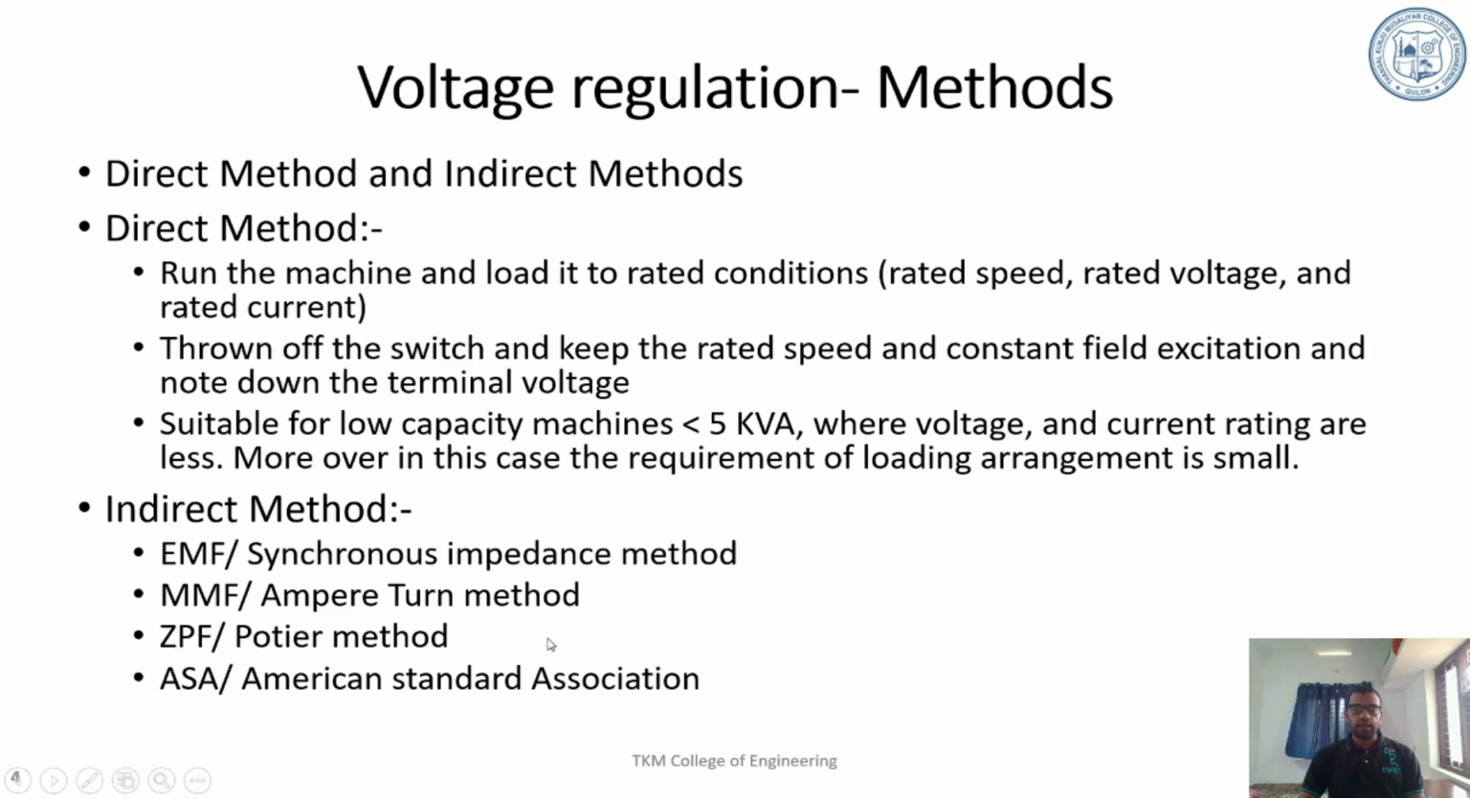Usually, for turbo alternators, the ZPF method is preferable. For salient pole machines, the ZPF method gives more error. Therefore, the ASA method is preferable for salient pole machines. In these three methods, we are not considering the saturation effect of the magnetic circuit. In the ASA method, we are considering the saturation effect of the magnetic circuit. So usually we prefer the ZPF and ASA methods for finding voltage regulation of alternators.